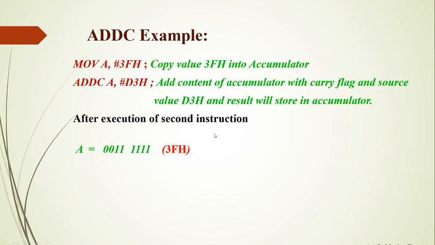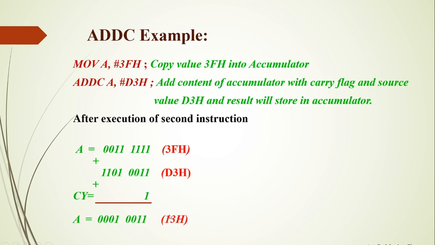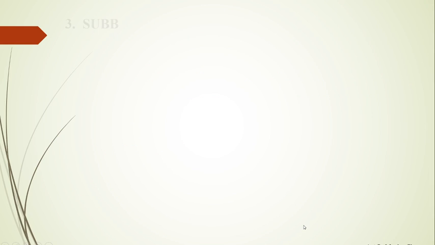After execution of these instructions, A will contain 3FH, which gets added with the value D3H and the content of the carry flag, that is 1. After addition the result will be 13H, and as a carry is generated from the third column, the auxiliary carry flag will be set. Again a final carry will be generated, and that's why the carry flag will be set. As the result is not more than 8 bits, the overflow flag is 0.